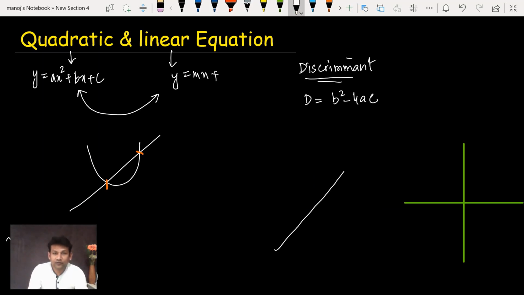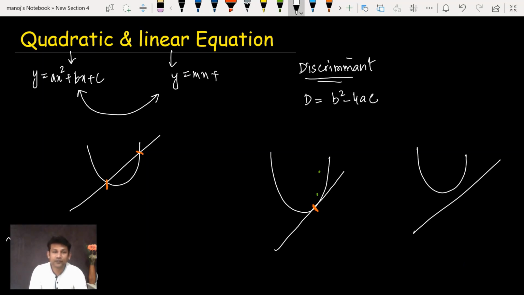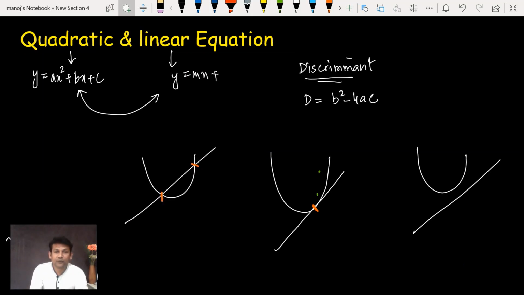How many points of intersection can we have now? There is only one point of intersection here. The third condition is what? The curve and the line have no point of intersection. We are having three possibilities here. The first possibility, when there are 2 points of intersection, the points are real, and in the last case the points are not real, because there is no intersection.